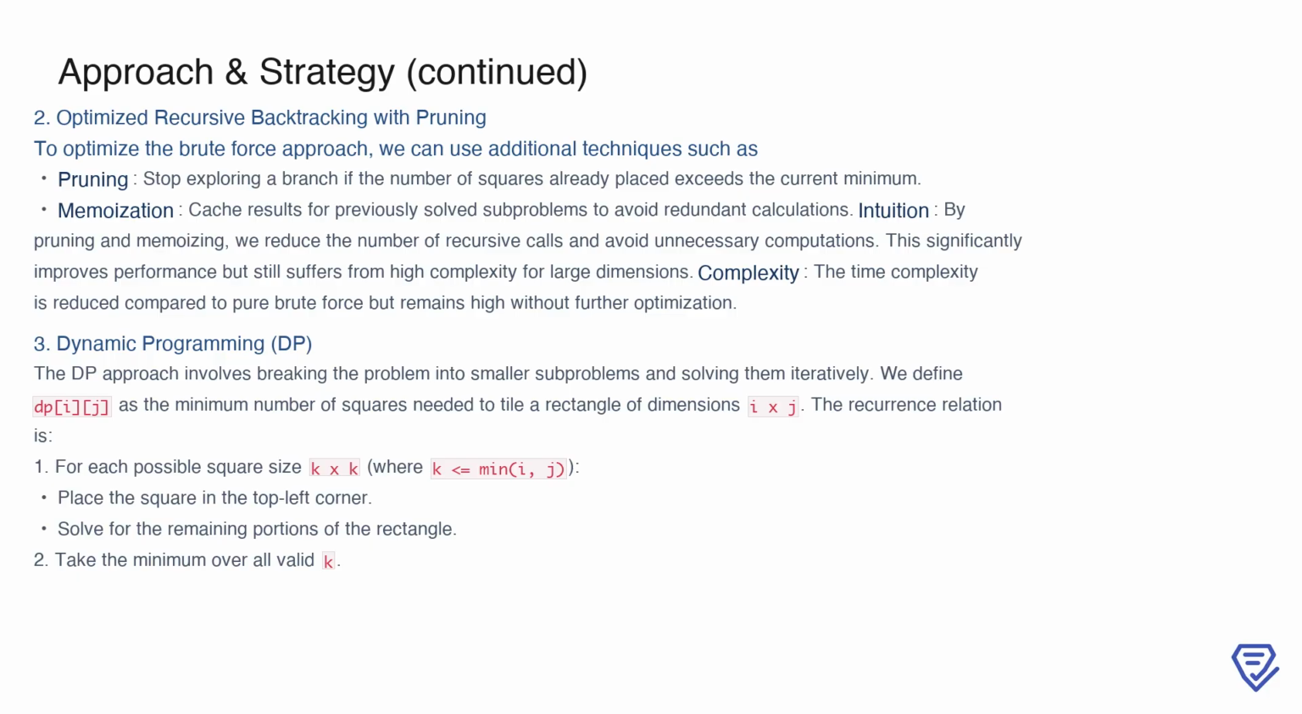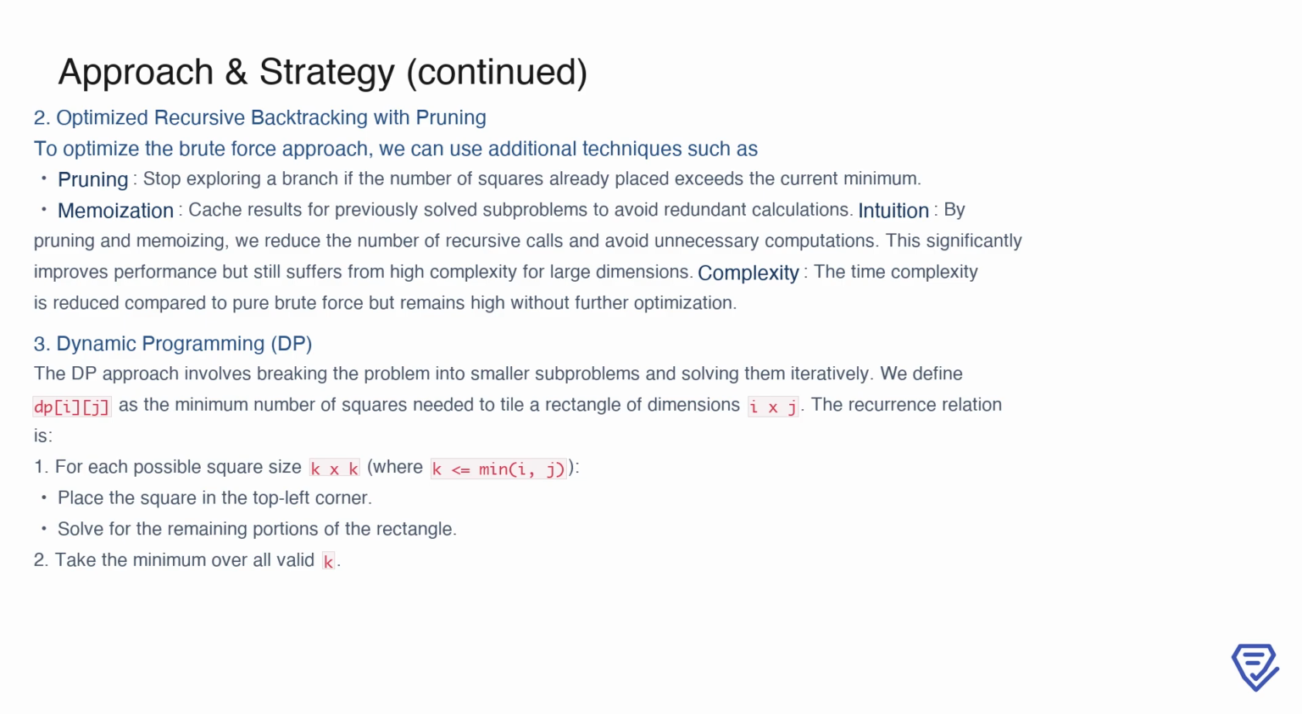This eliminates unnecessary calculations. Memoization, on the other hand, ensures that we cache the results of previously solved subproblems, so we don't repeat work for the same input dimensions. Together, these techniques reduce the number of recursive calls and speed up the process significantly. Despite these optimizations, the method still struggles with high complexity for larger dimensions.